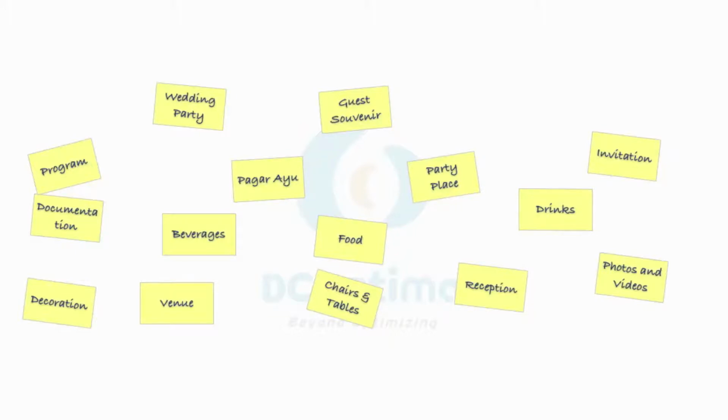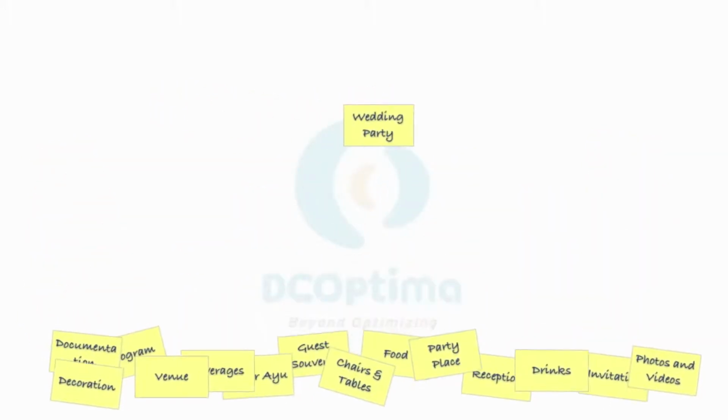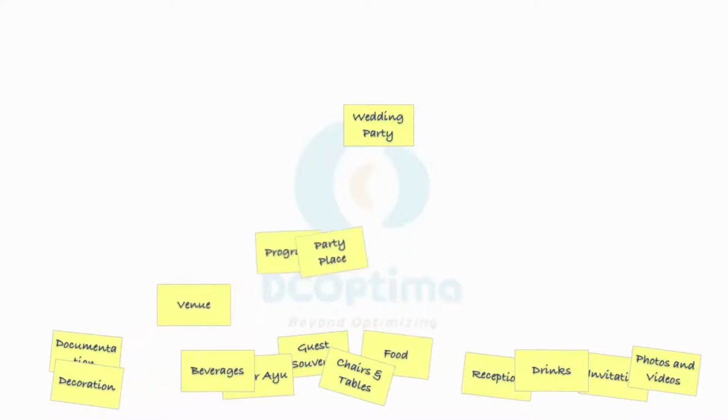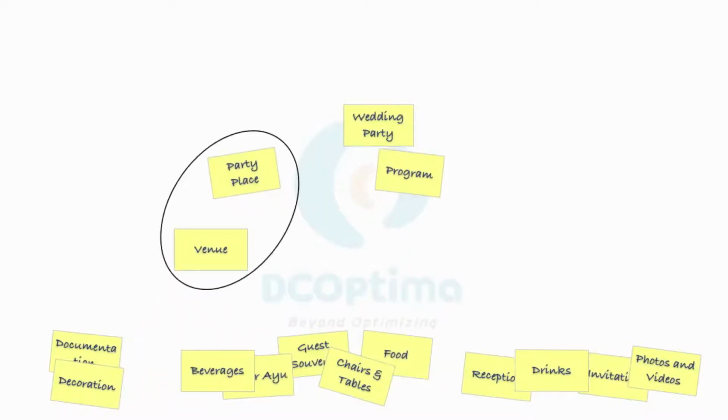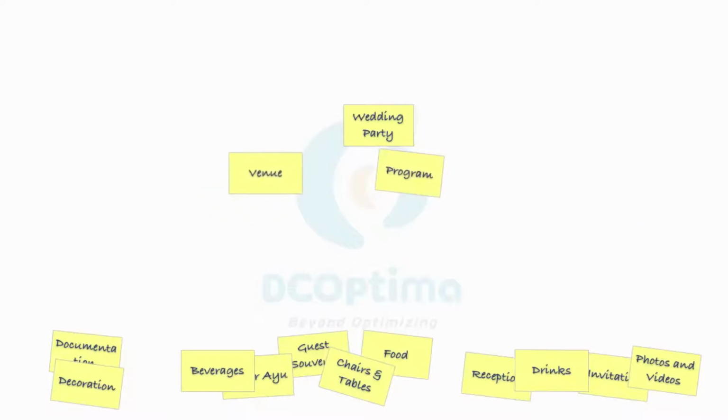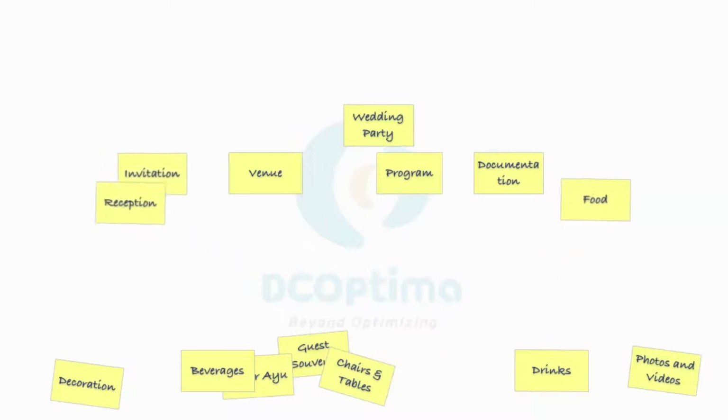Put aside all the notes. Leave only the project objective at the upper center of the paper. Now, we start to figure out the major deliverables. Oops, we have two notes that have similar meaning: venue and party place. Why don't we use venue instead of party place? We continue looking for other major deliverables. I guess we already have all the major deliverables in our WBS.